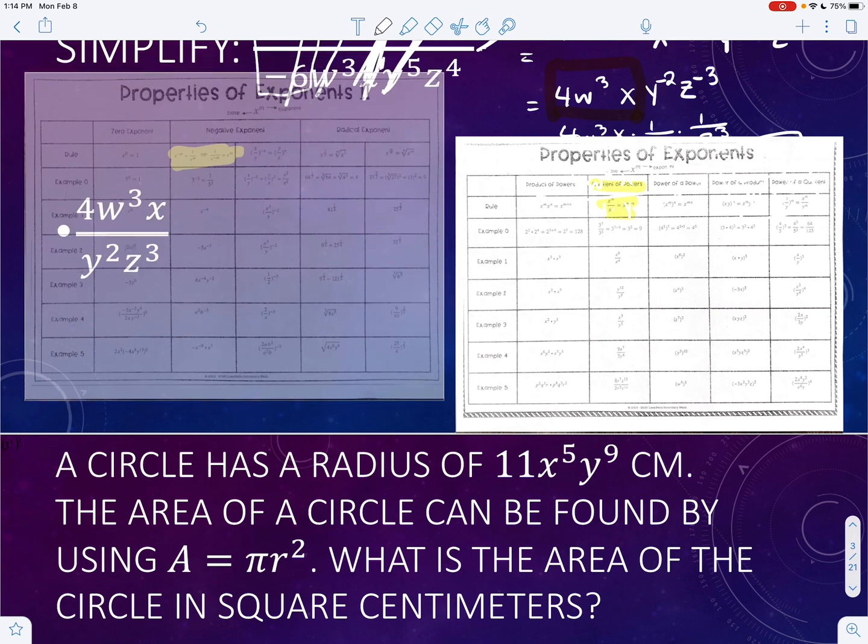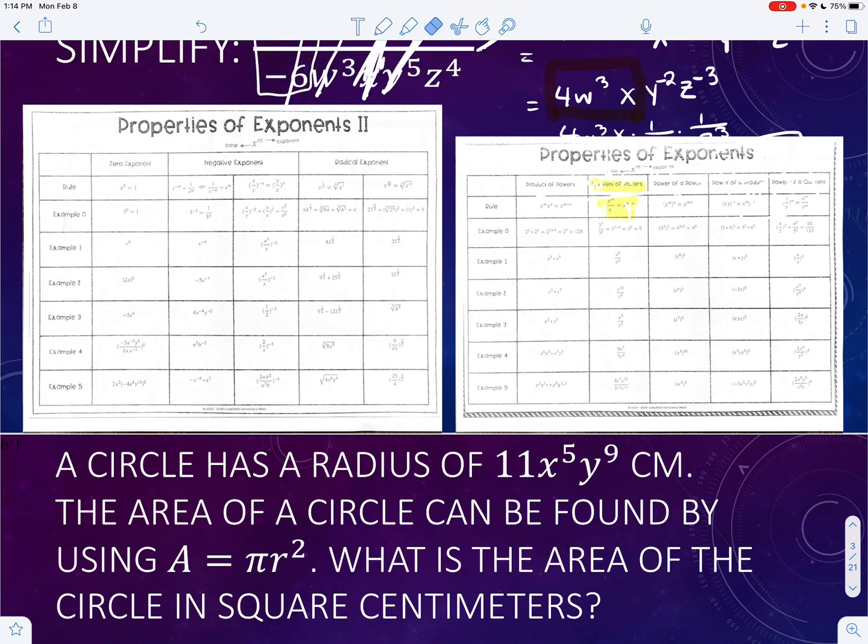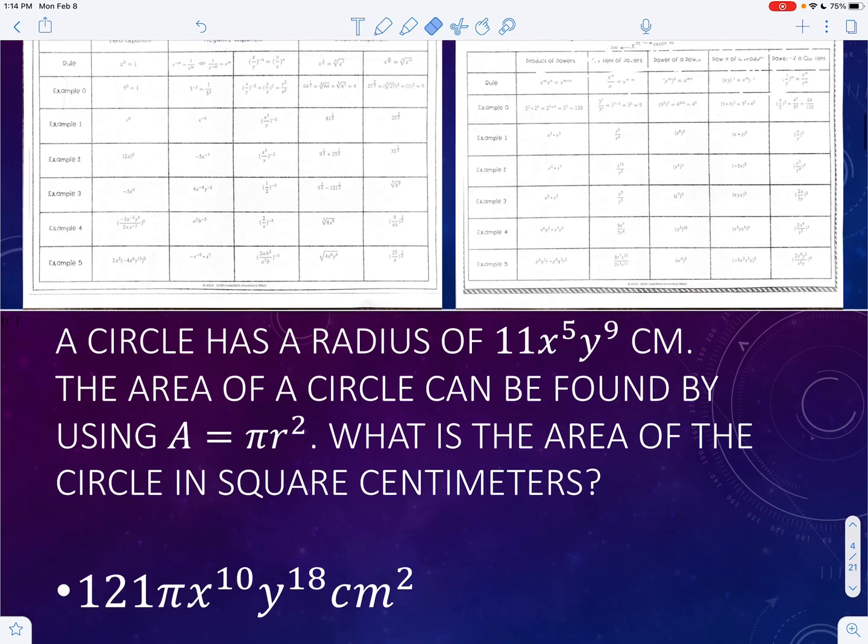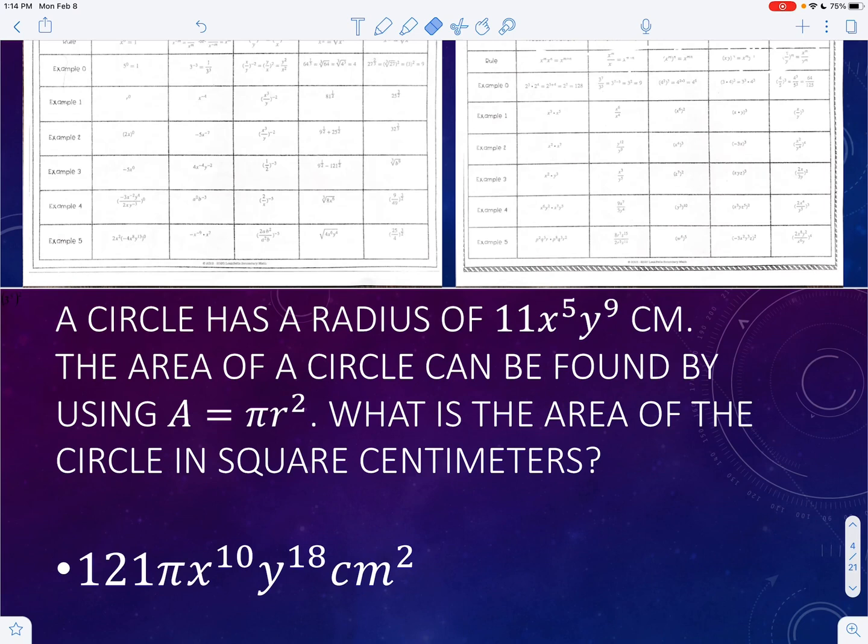All right. So with this problem, it says a circle has a radius of 11x to the 5th, y to the 9th. The area of the circle can be found by using A equals pi r squared, right? Area equals pi r squared. What is the area of the circle in square centimeters?